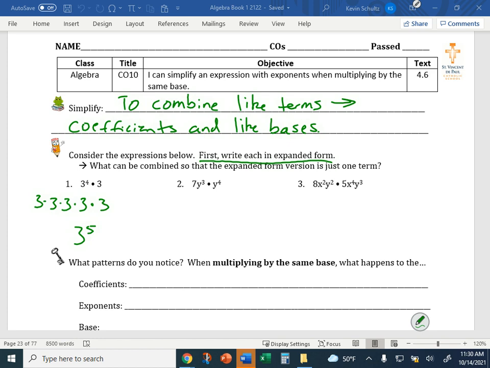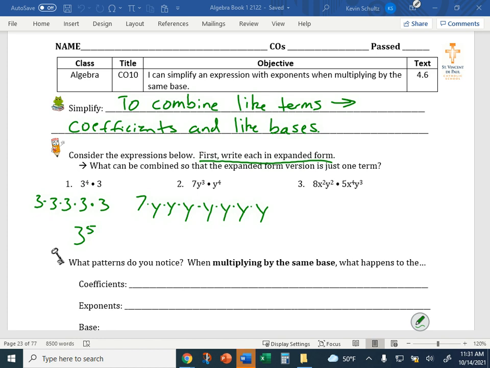7y cubed. How does 7y cubed look in expanded form? Oh, Lila. 7 times y times y times y. Only one 7, right? That coefficient is not affected by the power, but we do have that y times y times y. And how about y to the 4th? How do we write that in expanded form? What does that look like? Lauren? 4 y's, all being multiplied together.